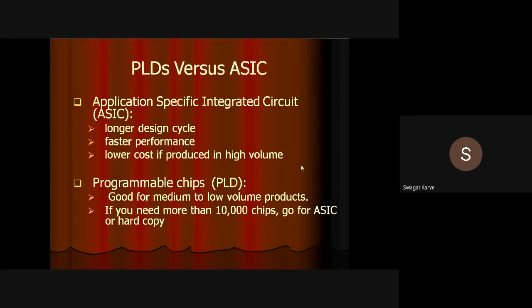So that's the difference between ASIC and PLD. That means a general purpose and specific purpose. हा त्यातला डिफरन्स आहे. PLD इज अ जनरल पर्पज, ASIC इज अ स्पेसिफिक पर्पज. हा त्यातला बेसिक डिफरन्स आहे.